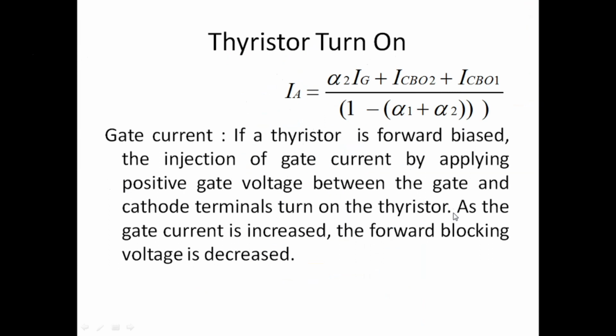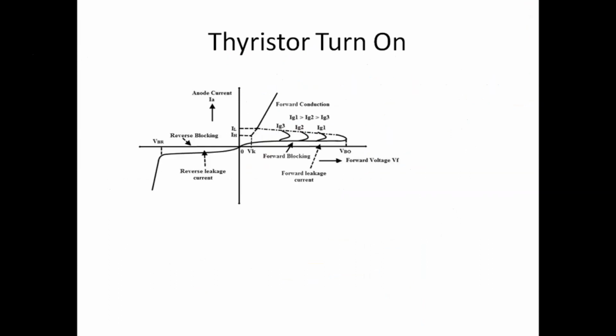Whenever anode is already more positive than cathode, in that circumstance if we apply a positive voltage to the gate, or inject a current to the gate, the SCR will turn on. As the gate current is increased, the forward blocking voltage is decreased. We also learned this in the last class, correct?